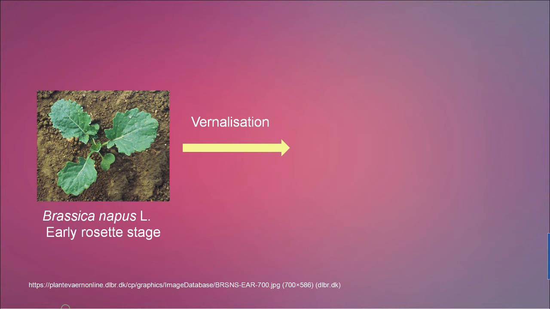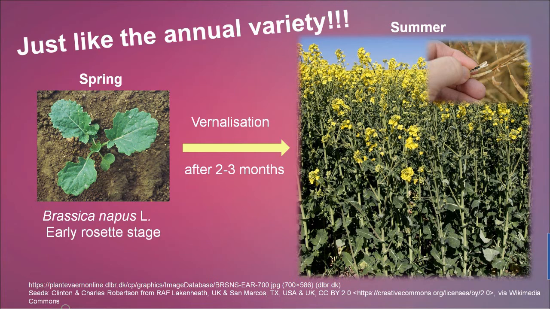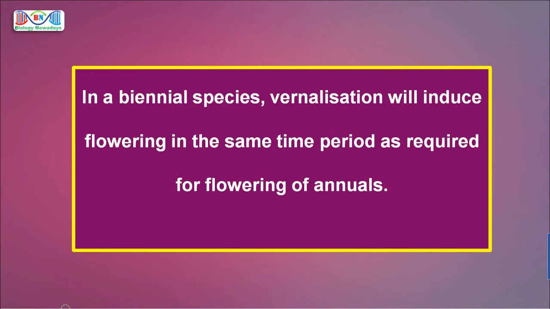If I plant it in the spring, after 2-3 months in summer, the plants will flower and produce seeds. That means I can harvest the seeds of a biennial in just 3 months instead of 2 years, just like its annual variety. That's amazing, right? So, in short, in a biennial species, vernalization will induce flowering in the same time period as required for flowering of annuals. Okay, so that's the role of vernalization technique in winter annuals and biennials.